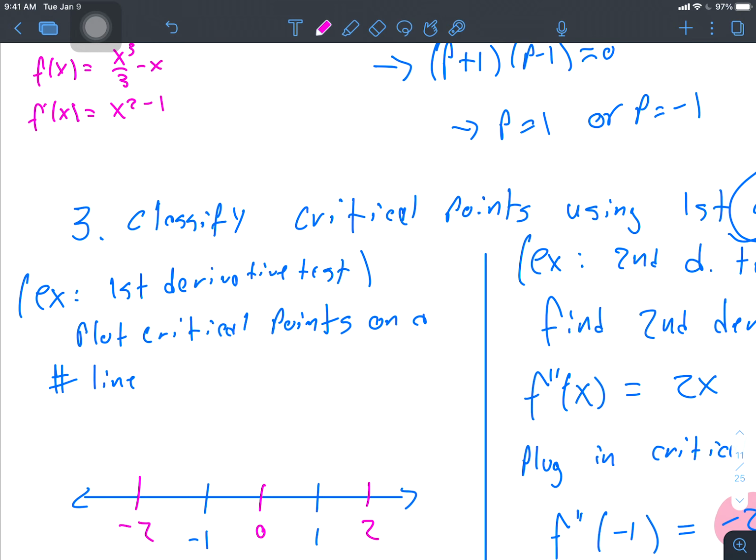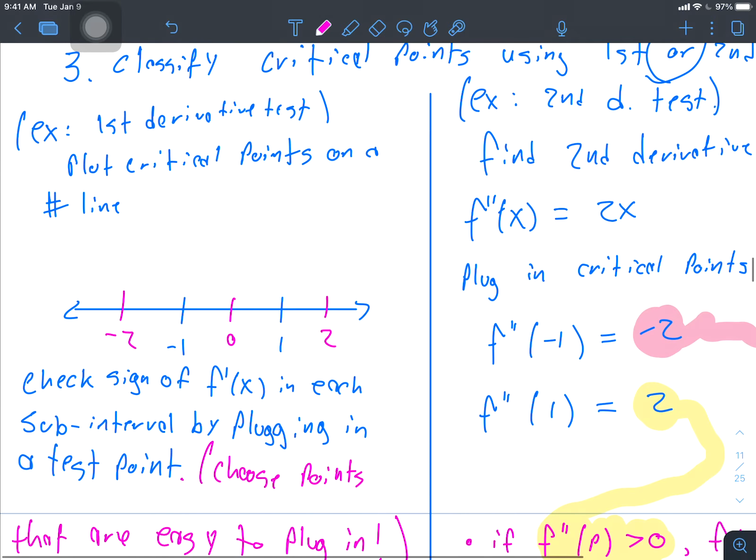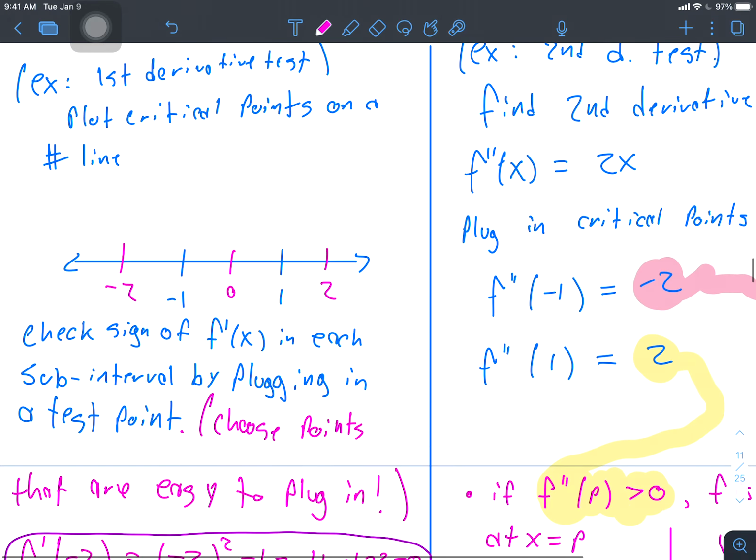Okay, so the first step of the first derivative test is to plot the critical points on the number line. In this case, negative 1 and 1 were my critical points. Now I know that negative 1 and 1 are the two places where the derivative is equal to 0.